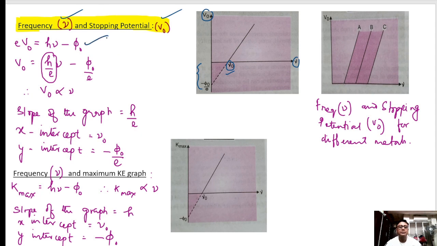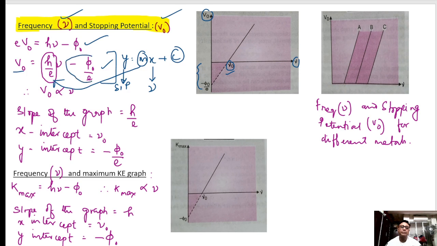So we can write like this. So stopping potential will be this. Now this is actually acting as this equation, y is equal to mx plus c. Okay, so x is the frequency on the x-axis, y is the stopping potential on the y-axis, and this is the slope and this is the y-intercept. So slope is actually this. This is the slope and this is the y-intercept.